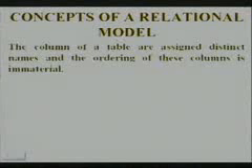Something else you must take care of when you define your own relations, your own tables: the columns of the table are assigned different names. All columns have different names. You cannot have the same name for two different columns. And the ordering of these columns is immaterial.